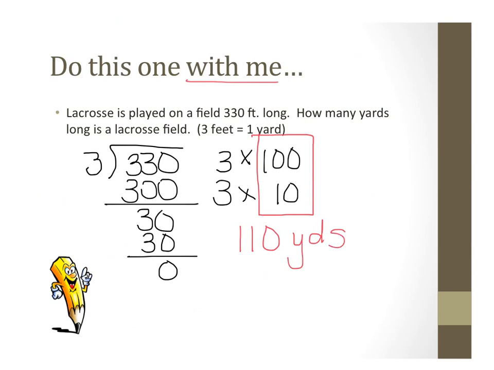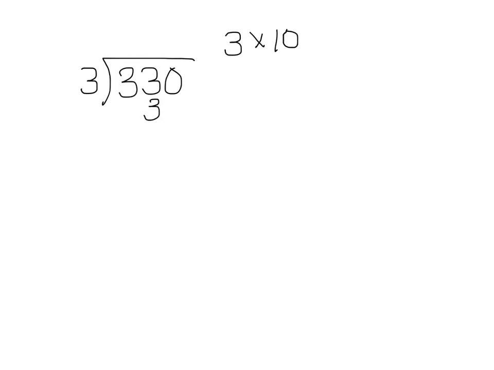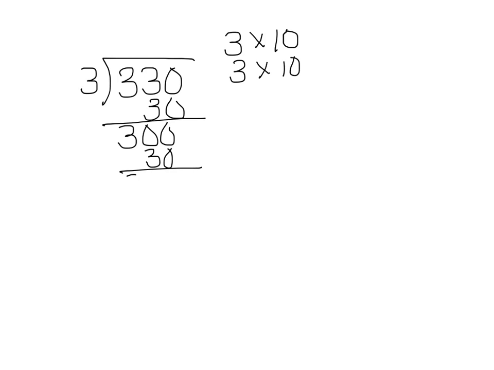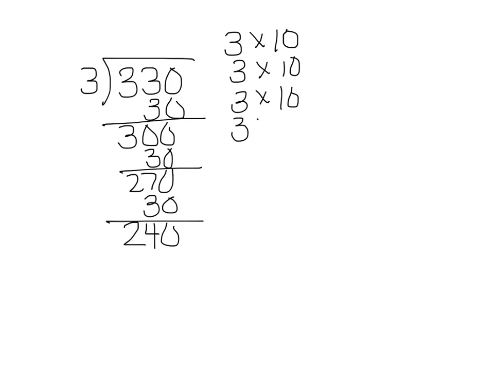Now if I did this another way and I took 330 by 3, I could still work with groups of 10. It's just going to take me a lot longer. So I could say 3 groups of 10 is 30. Another 3 groups of 10 is 30. Another 3 groups of 10 is 30. This looks a lot like repeated subtraction, doesn't it? Only I'm grouping them together.